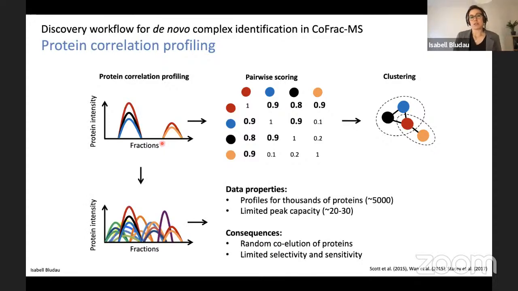So while this works very well in theory, there are several challenges associated with this analysis strategy. First of all, the situation is not as easy as shown up here, but we actually look at profiles of thousands of proteins at a time. So in our experiments, we had around 5,000 proteins quantified. And due to the limited peak capacity of the chromatographic fractionation strategies that we have, this has the consequence that we are facing a lot of random coelutions of proteins, and this results in a limited selectivity and sensitivity of these de novo complex identification approaches.